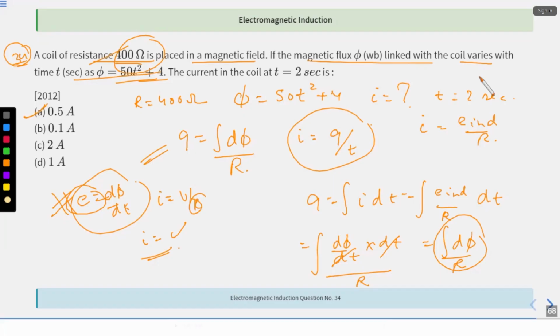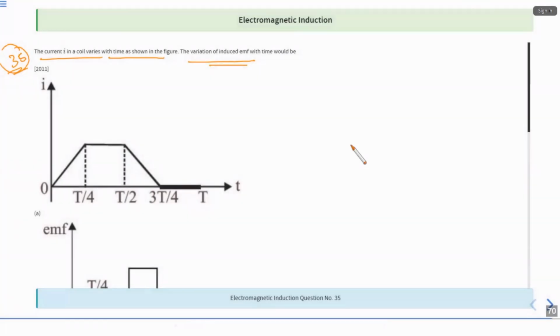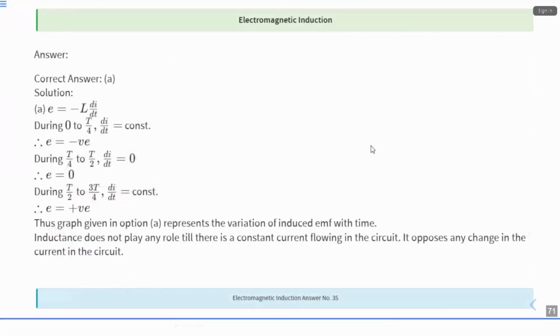So moving on to the last question for today, question number 35. The current I in a coil varies with time as shown in the figure. So the variation of induced EMF is how much? They are asking. Okay, so it is a nice question. So let's see. First, let me draw out the diagram here only. It is like this.